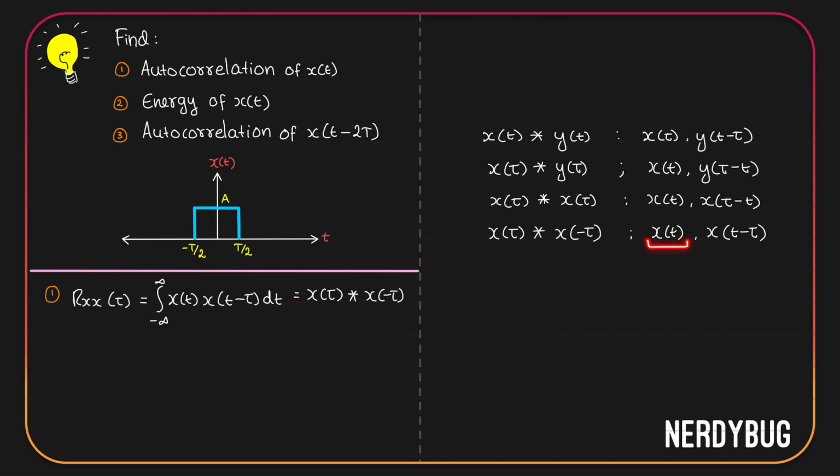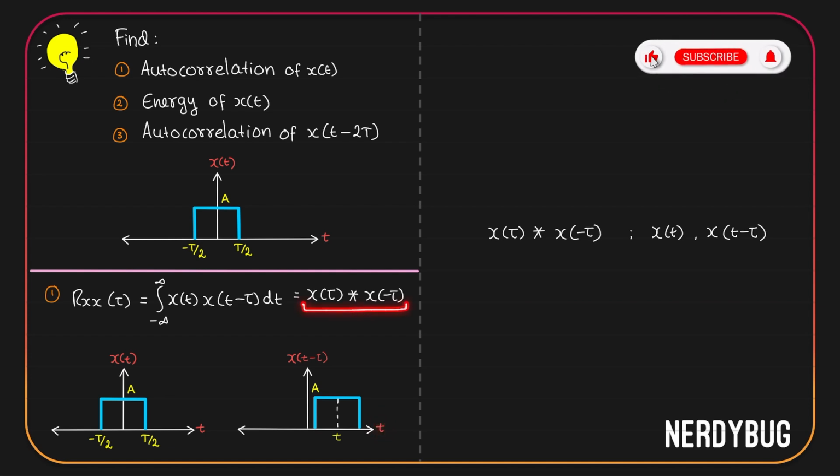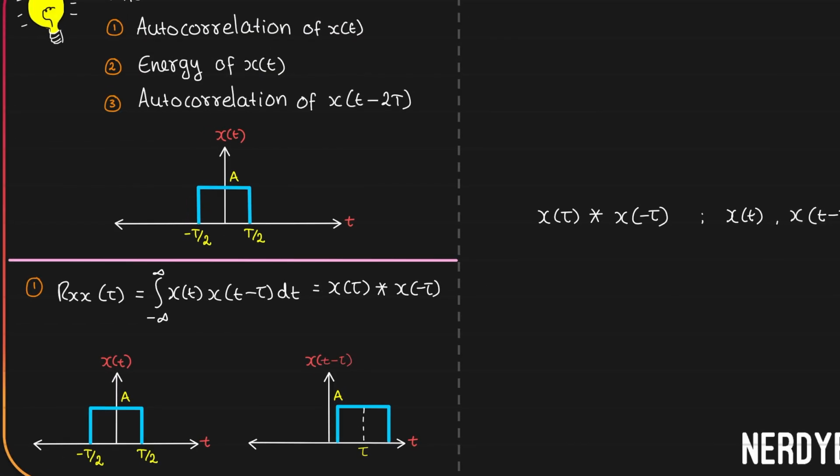So I will be taking x of t as a function of t, x of t minus tau as a function of t. I have x of t over here. It is the rectangular function given in the question. Now I have x of t minus tau. I have taken it as a function of t, not tau, because we are taking convolution of functions of tau. For x of t minus tau, the scaling factor is positive, so no time reversal. Then for shifting, we have minus tau, so it will be shifted tau units. My tau looks like t, so I will adjust it.